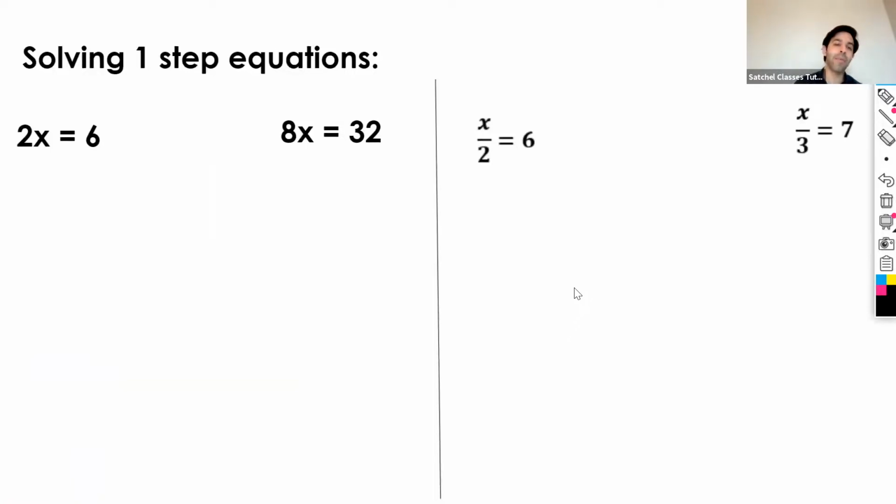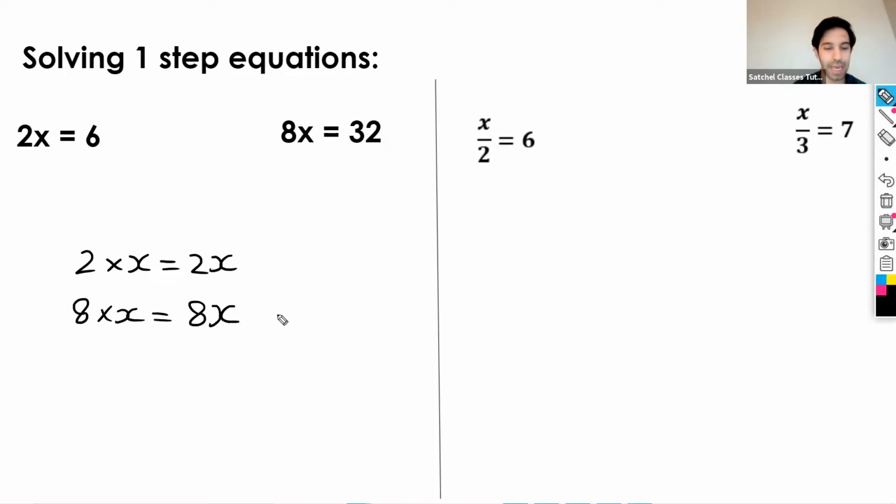And now, what do we do when we are multiplying or dividing x? Now, the algebra notation, 2x means 2 times x, but in algebra, we don't write the multiplication sign. So rather than writing 2 times x, we simply write 2x. Or rather than writing 8 times x, we just write 8x. So what's happening to x? X is being multiplied by 2.